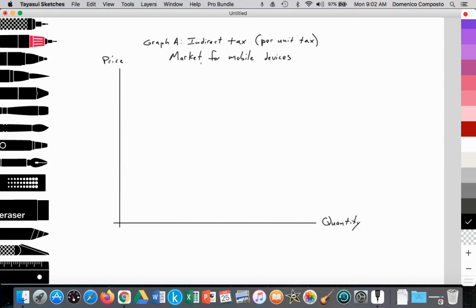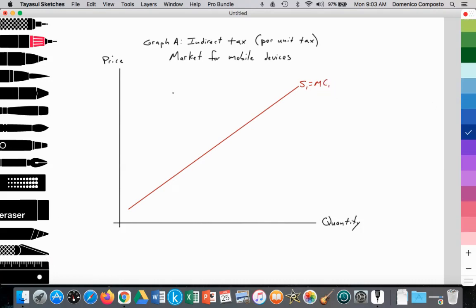We're going to assume that we're looking at the market for mobile devices. Price is measured on the y-axis and quantity on the x-axis. So we'll have an upward sloping supply curve, which we'll label S1, equal to the marginal costs of production. And then we will have a downward sloping demand curve, D1, equal to the marginal benefit.